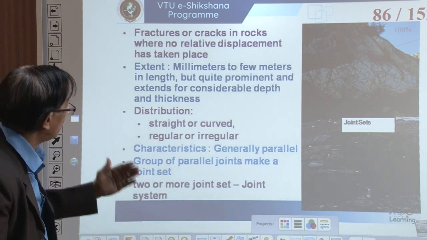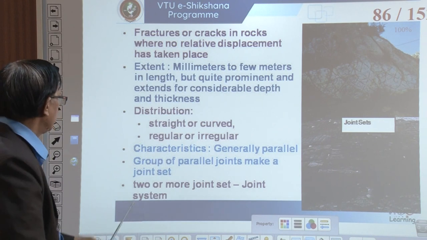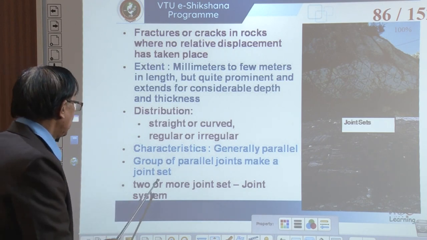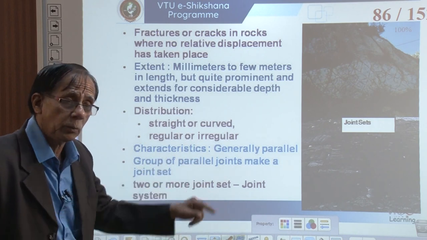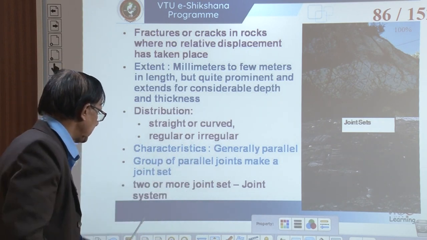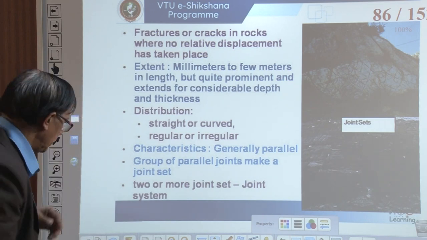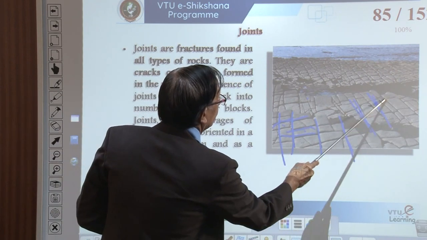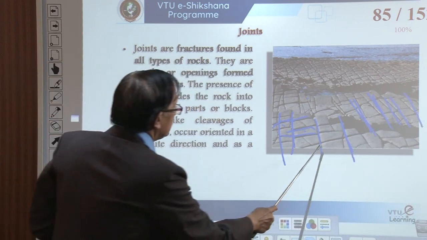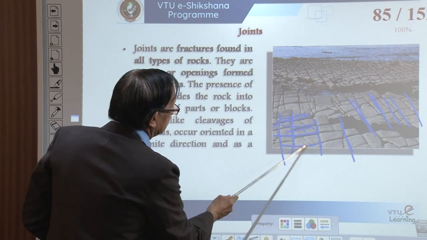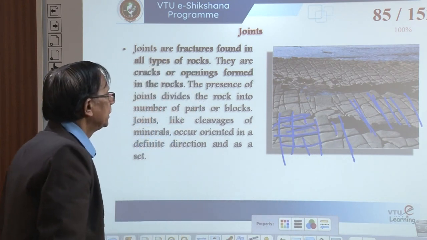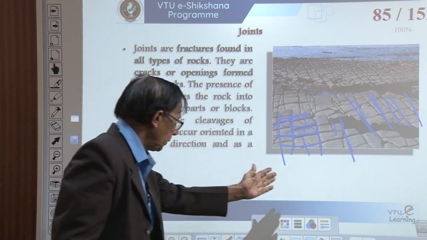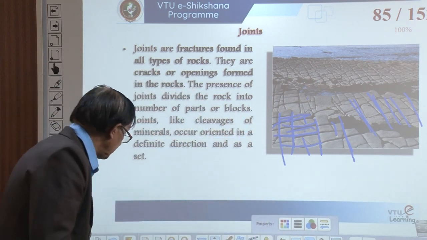They may be straight or curved, regular or irregular pattern. Generally, they are parallel. They may occur in groups, and if they occur parallel to each other and form a group, we call them a joint set. Two or more joint sets form a joint system. For example, in this case, these are all one set of joints. This is another set of joints. This is another set of joints. See, there are joint systems. One set of joints, second set of joints, different sets of joints. They define the system.